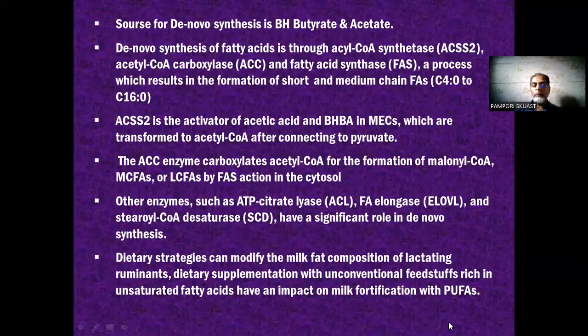And presently we are very cautious about milk fat, which otherwise is very saturated, and if I make more unsaturated fatty acids available in the milk, it can be fortified, it can be liked by the public, and it is probably very much in demand.